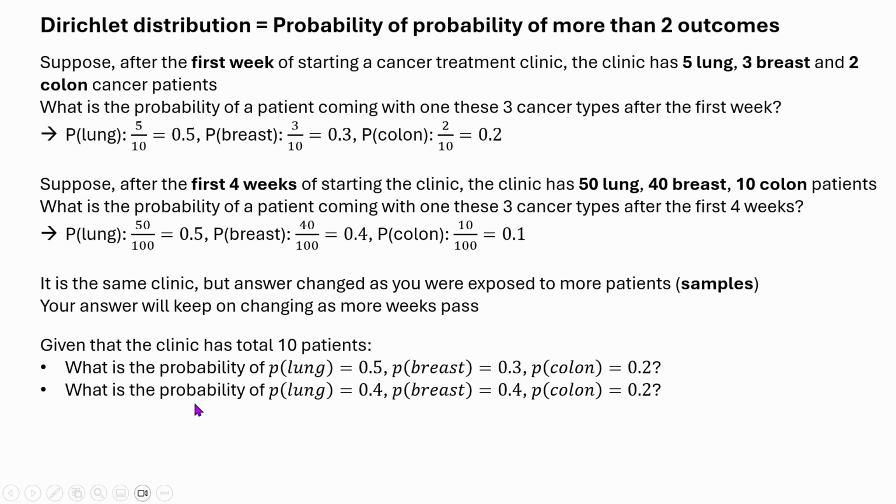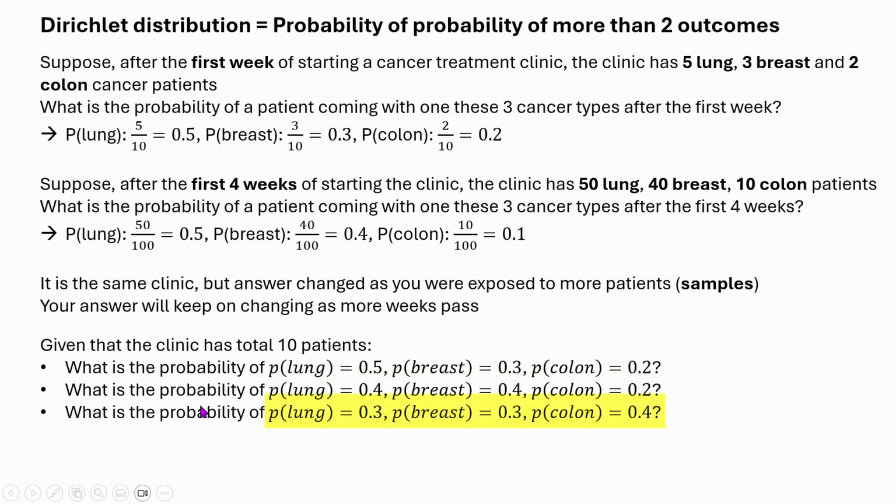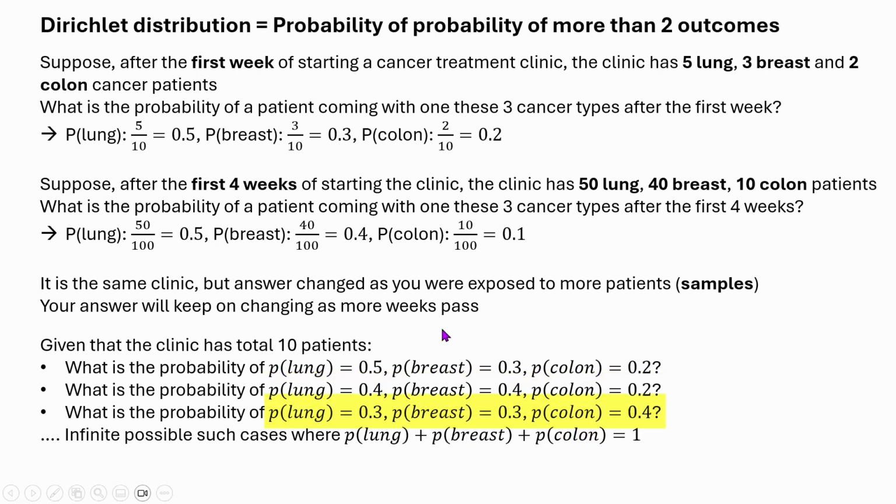Again, the same question can be asked for P lung of 0.4, P breast of 0.4, and P colon of 0.2. Same question for some other values. The moral of the story is we can have infinite possible such cases where P lung plus P breast plus P colon equals 1. These are probability values, so they have to sum to 1. That means this is a probability distribution where there are 3 random variables: random variable number 1, number 2, and number 3. And they add up to 1. Since we have infinite possible such cases, this is nothing but a continuous probability distribution.